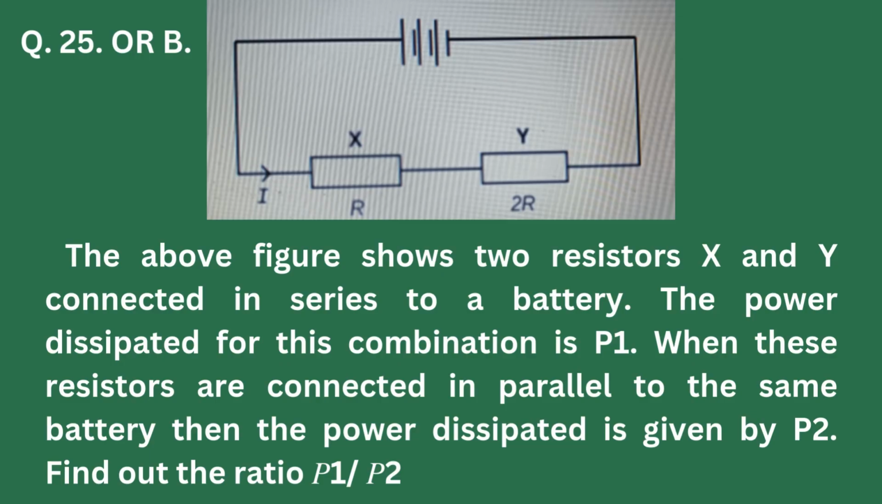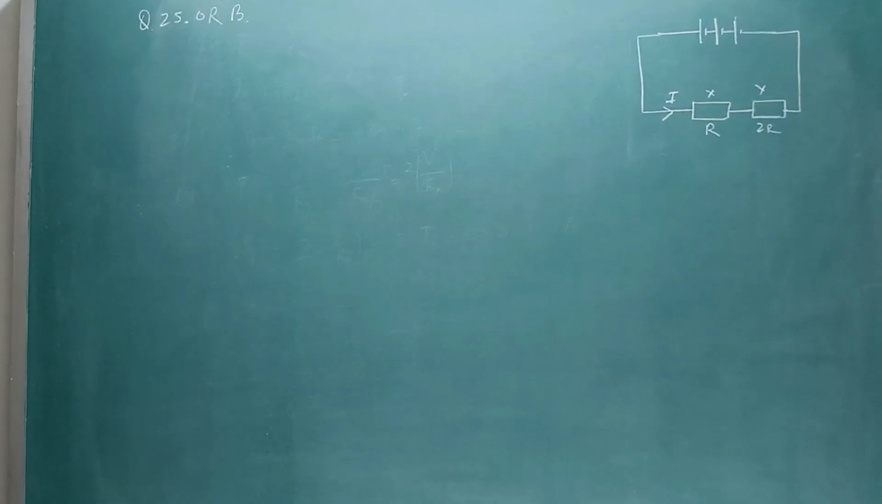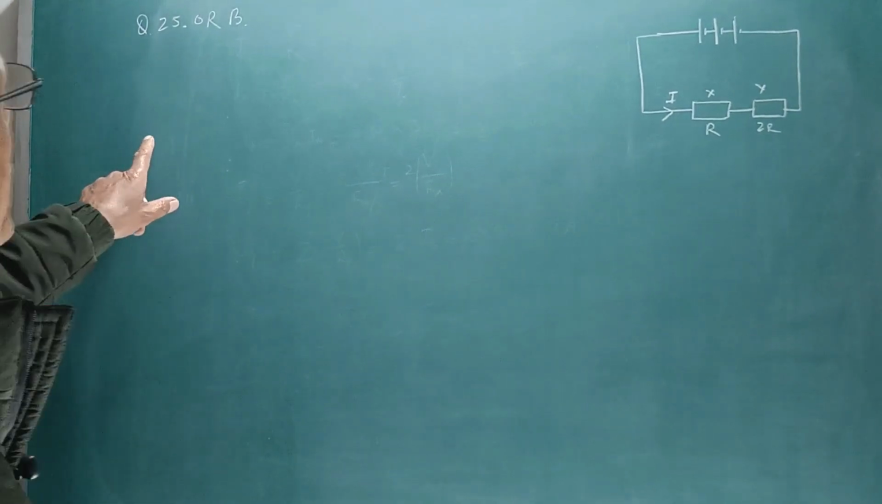Question number 25 or part, that's part B. The above figure shows two resistors X and Y connected in series to a battery. The power dissipated for this combination is P1. When these resistors are connected in parallel to the same battery, then the power dissipated is P2. Find out the ratio of P1 and P2.